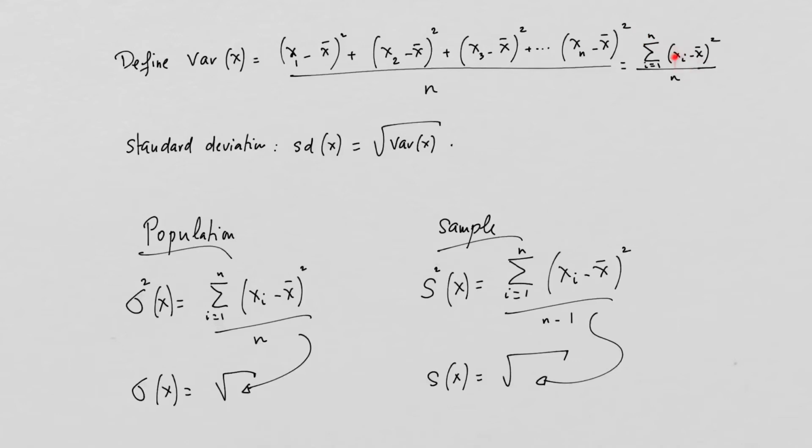You get (x subscript n minus x bar) squared over n, which is this last one, okay? So don't get scared of this. This is just a shorthand of this formula. Now, we didn't care about the variance because, as I said, the unit doesn't make sense.